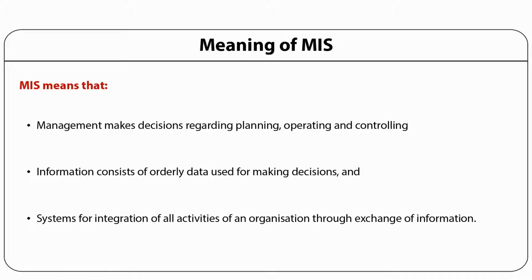In other words, a system is for integration of all activities of an organization through exchange of information. As we have seen, MIS means management, information and systems, all the three taken together.